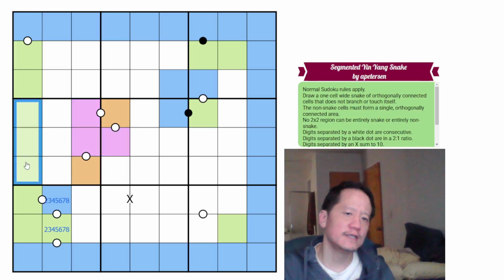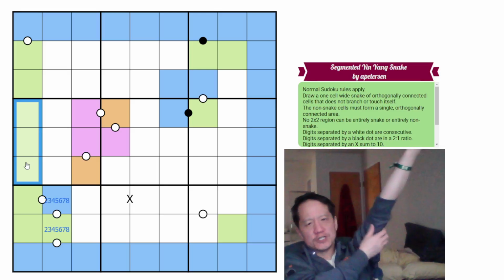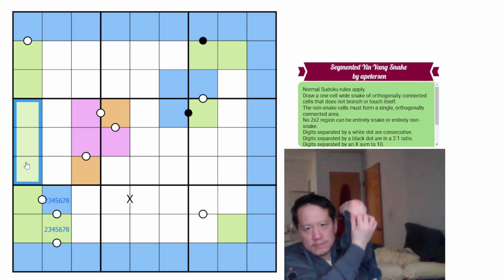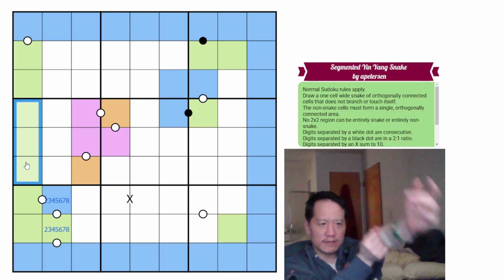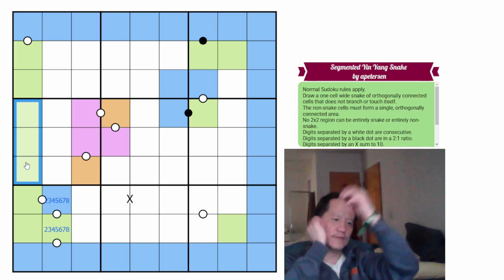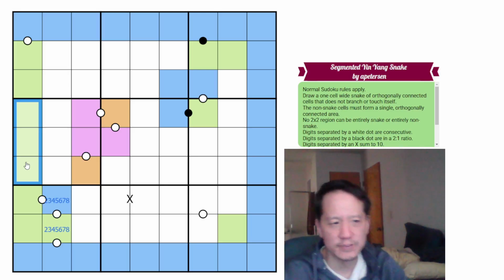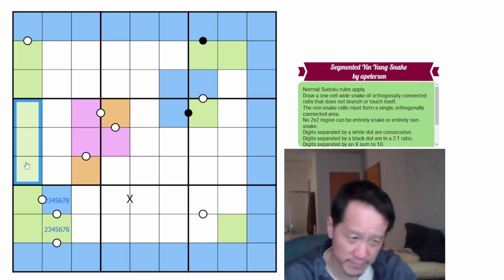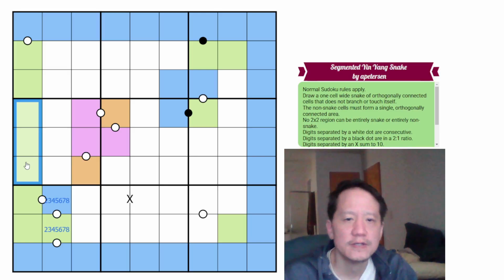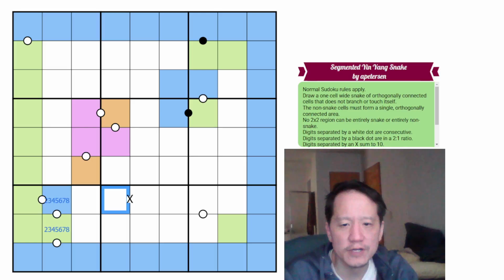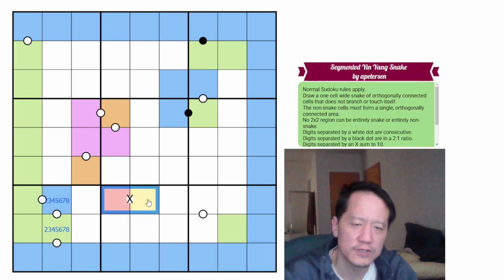So it's at least 3 for each snake segment. So that doesn't tell us that much. It does mean that the sum of the region sum has to be at least 6. But that was always pretty obvious. We're gonna make this red and yellow too. So this is red, this is yellow. That doesn't really tell us much.